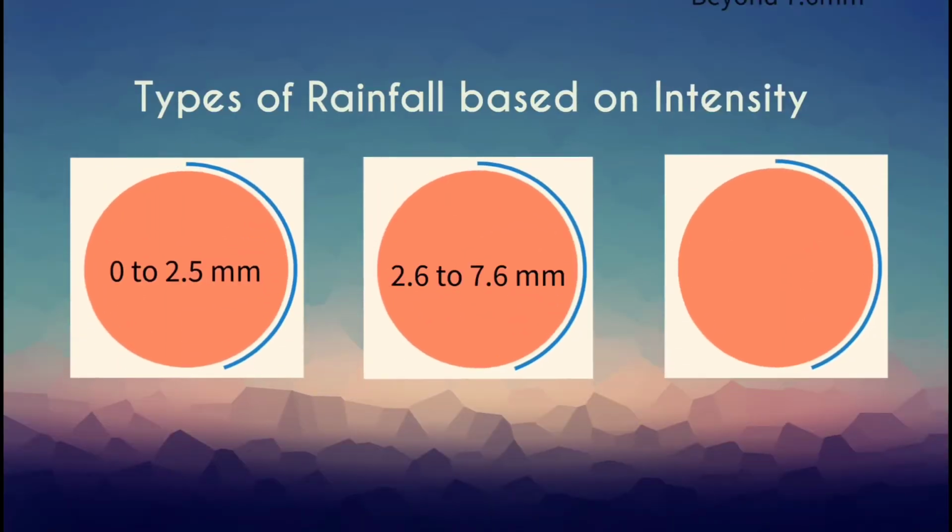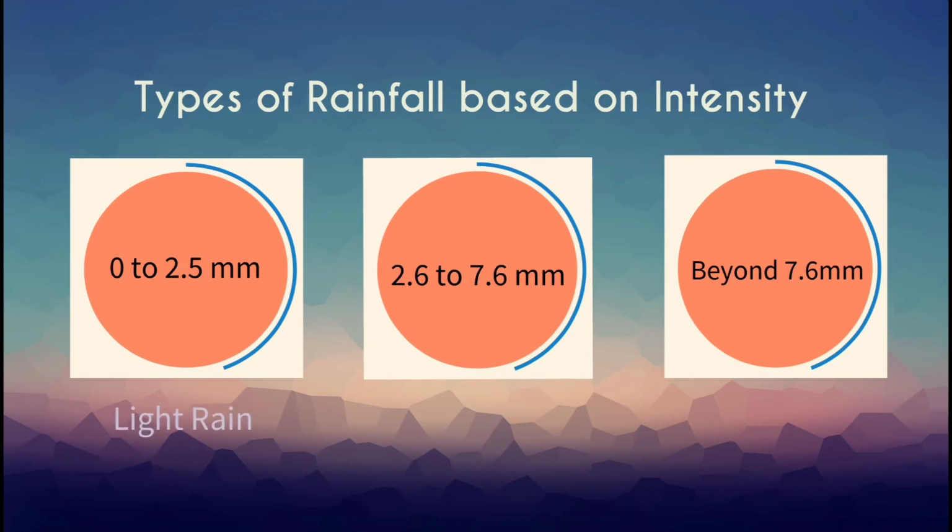The types of rainfall based on intensity can be classified as light rain, where rate of rain varies between 0 to 2.5 mm, moderate rain, where rate of rain varies between 2.6 mm to 7.6 mm, and heavy rain, where rate of rain is beyond 7.6 mm.